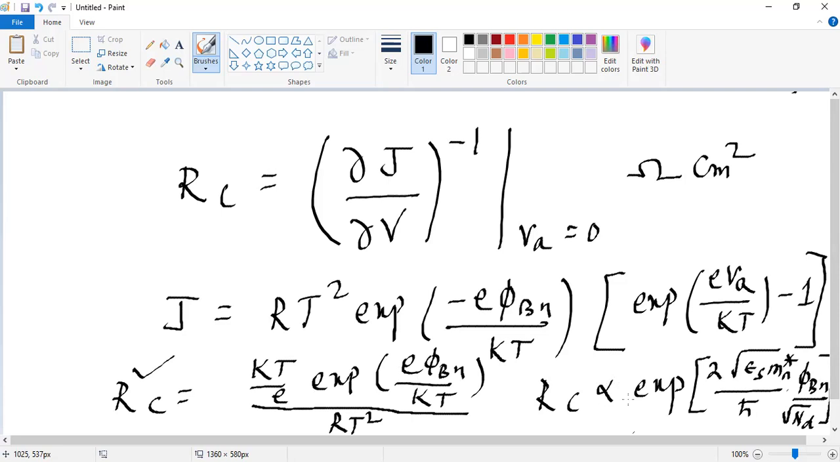This particularly shows that the specific contact resistance is a very strong function of the doping concentration. So by varying the doping concentration, we can change the specific contact resistance. As a result, the current density can also be changed.